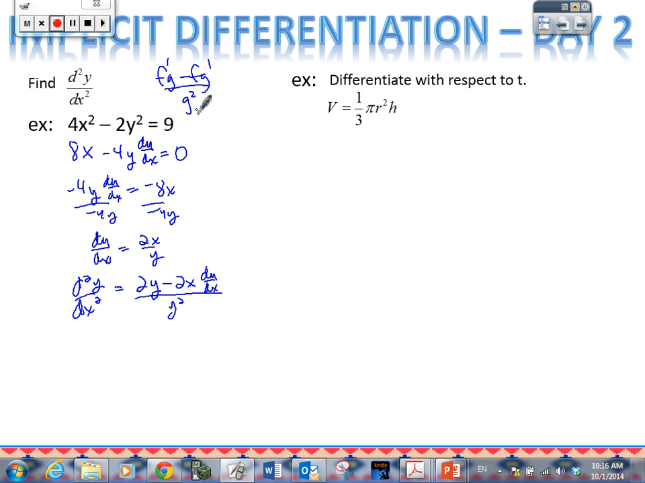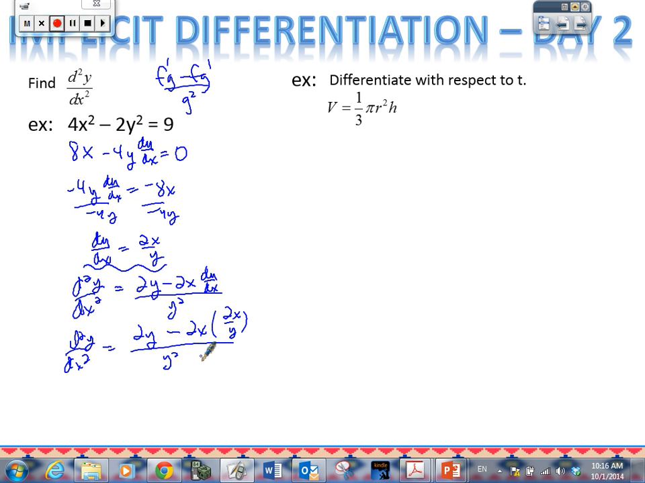So we actually do know what the first derivative is. We found it. It's right here. So we're going to have to substitute it in. So let's do that. So d2y over dx2 equals 2y minus 2x, and I'm going to take the dy/dx out, and I'm going to put in 2x over y, all over y squared. Now, we have a complex fraction. That's not okay. We know that we can't leave it as a complex fraction, so we're going to have a little bit of work to do, just like we've done with complex fractions for a very long time.